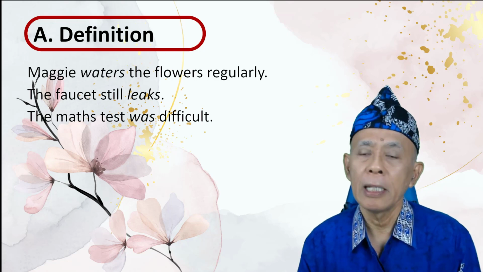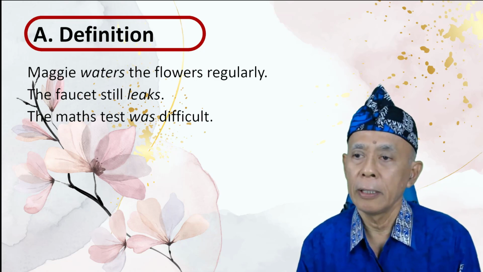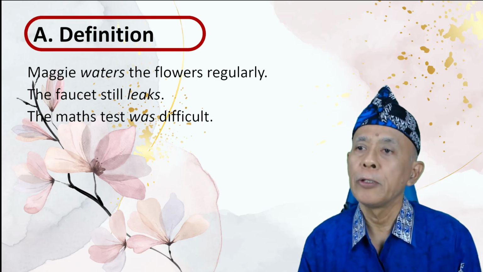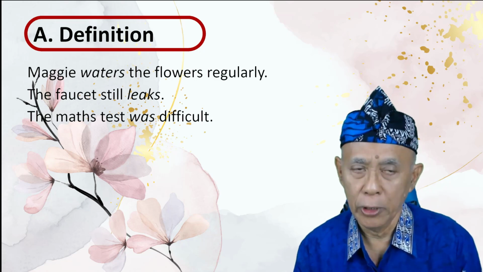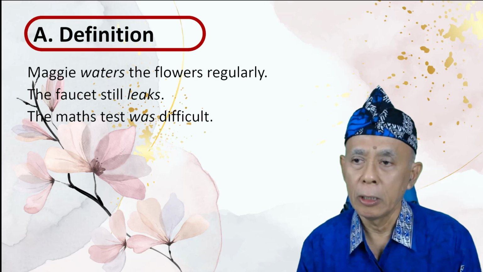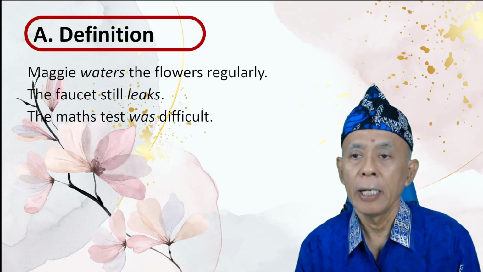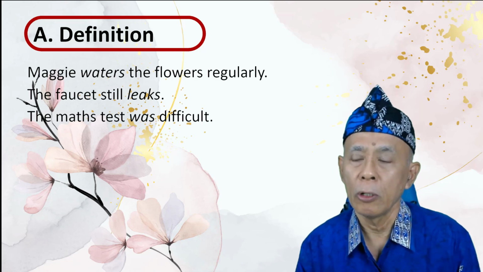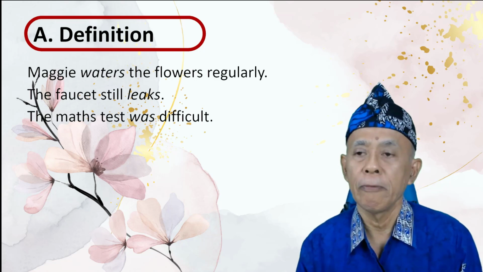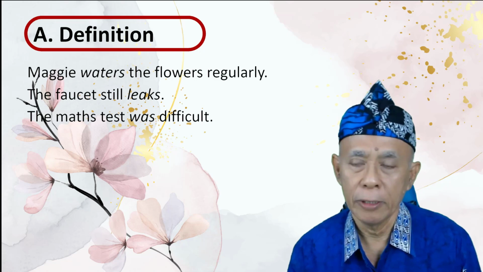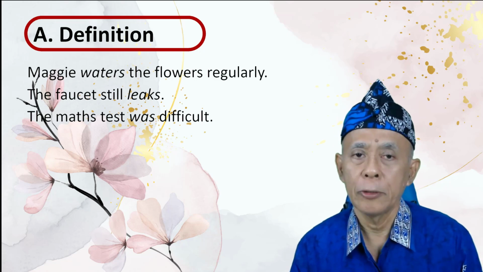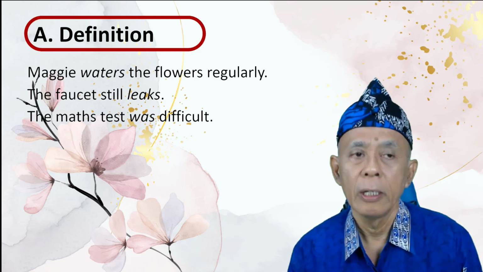The faucet still leaks. Here the predicate is leaks. It shows what happens to the subject or what the subject undergoes. What happens to the faucet? It still leaks. It's a process which the faucet undergoes. In the last example, it shows how the method was. It was difficult.